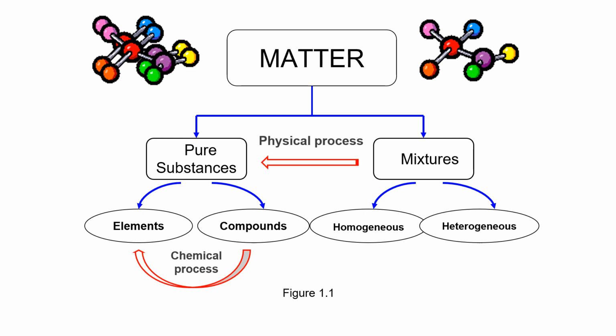A mixture is composed of two or more types of matter that can be present in varying amounts and can be separated by physical changes. A mixture with a composition that varies from point to point is called a heterogeneous mixture. A homogeneous mixture, also called a solution, exhibits a uniform composition and appears visually the same throughout.